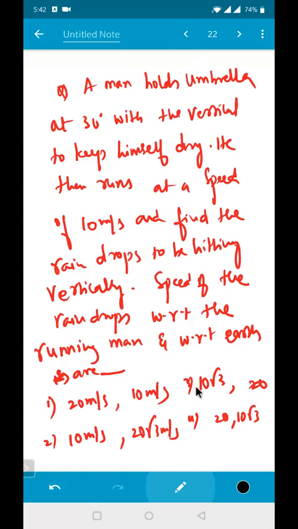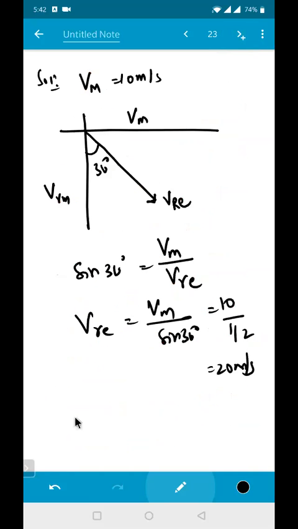And there is also the speed of the raindrop with respect to the man and with respect to the earth. With respect to the earth I already got 20. So smartly I can go, because the third must be the answer. But I need not do the third option's calculation also. Anyhow, velocity of rain with respect to man will be equal to how much?